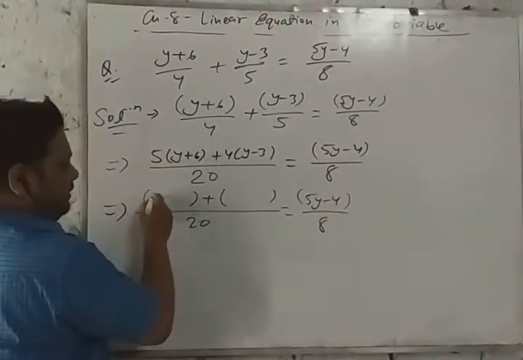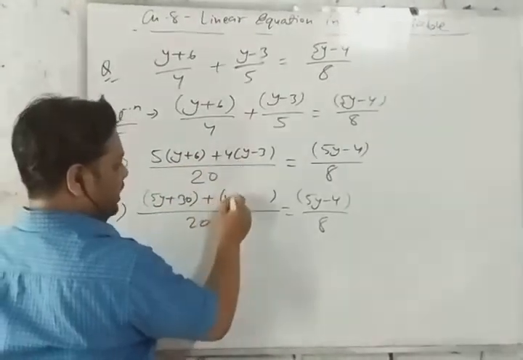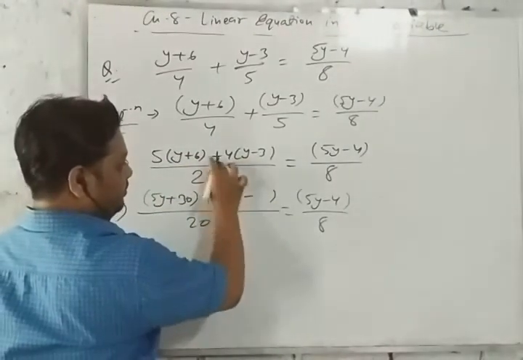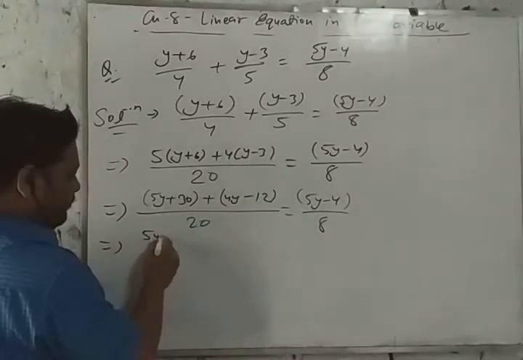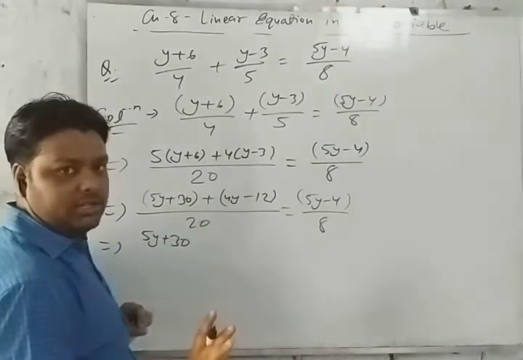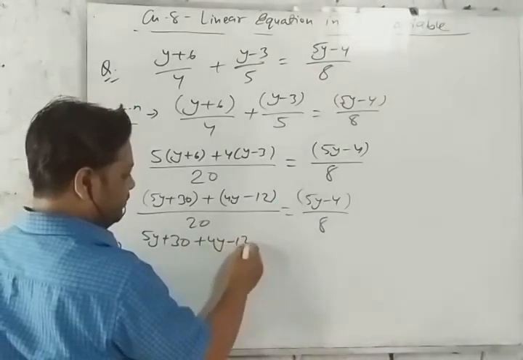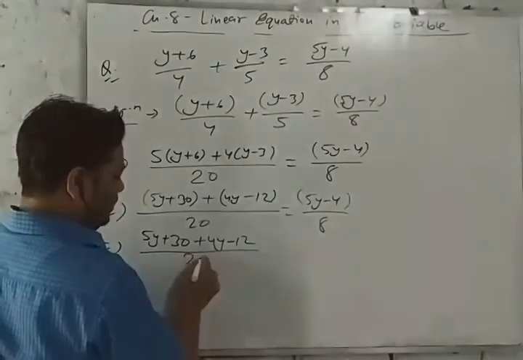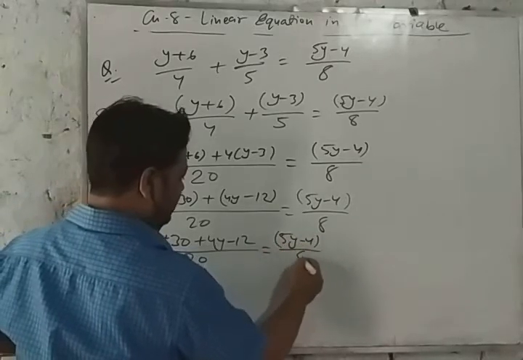5 into y, 5y. 5 into 6, 30. 4 into y, 4y. Minus sign, 4 into 3, 12. Then remove the bracket. 5y plus 30. Here outside plus sign, that is, we will not change the sign of this expression. It will be 4y minus 12. Then by 20 is equal to 5y minus 4 by 8.